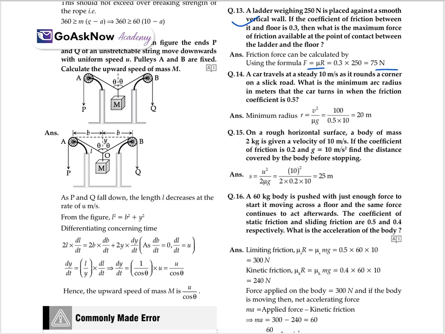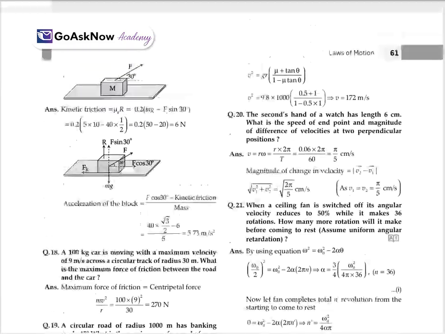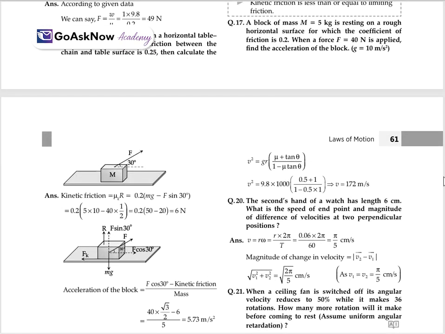These are all based on the mathematical expressions which we have derived or followed. Now, a block of mass m equal to 5 kg is on a rough horizontal surface for which the coefficient of friction is 0.2. A force F of 40 Newton is applied. Find the acceleration of the block.